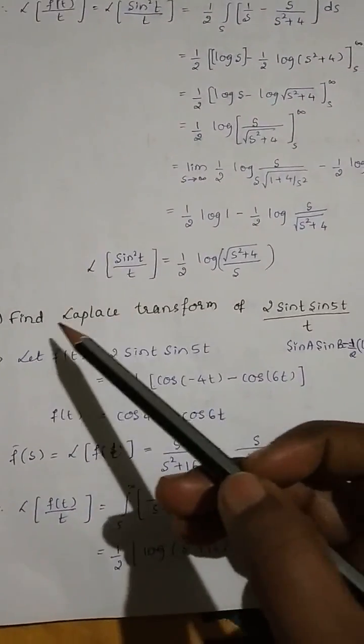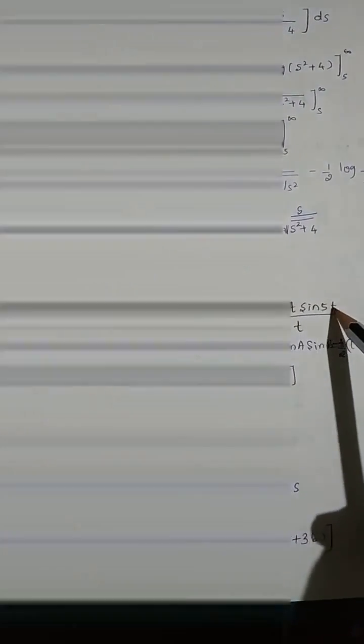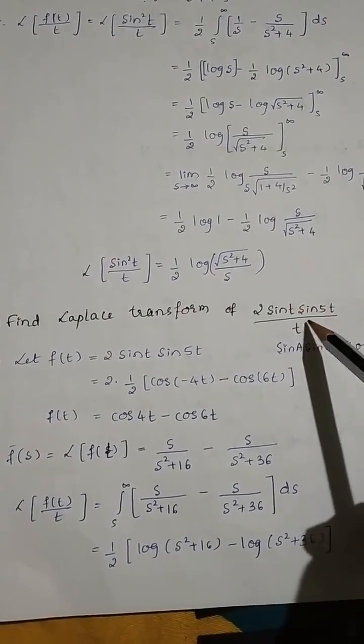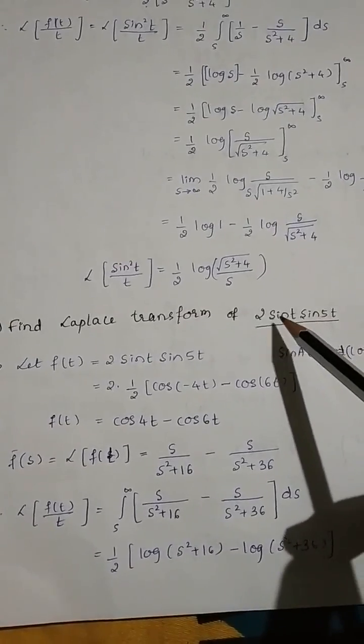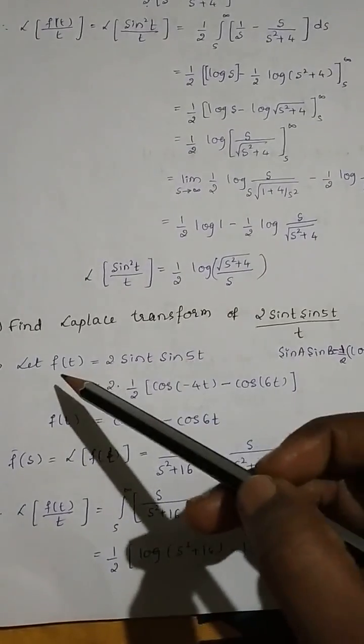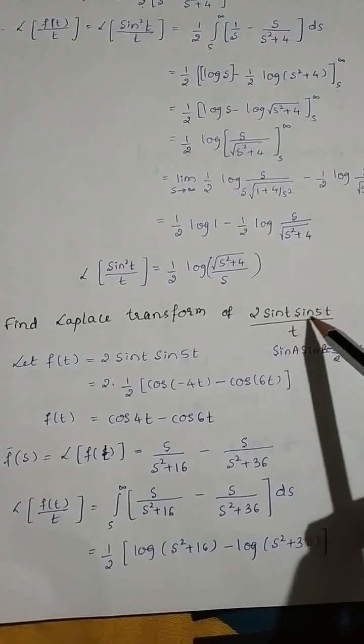Okay, let's go for the next problem. Find the Laplace transform of 2 sin t sin 5t upon t. Let f of t is equal to 2 sin t sin 5t, because this is of the form f of t by t.